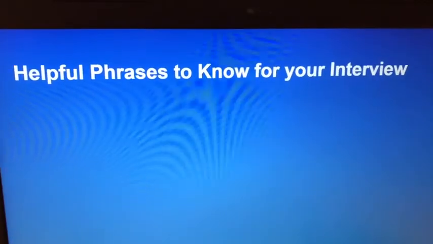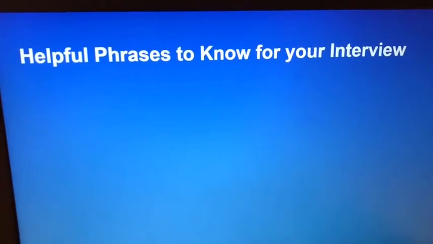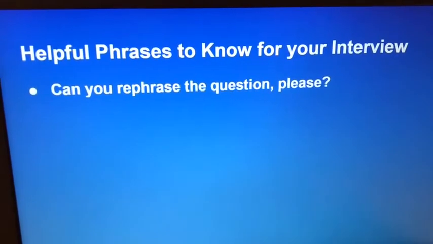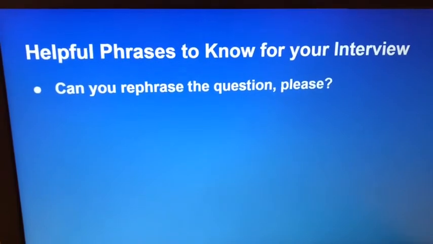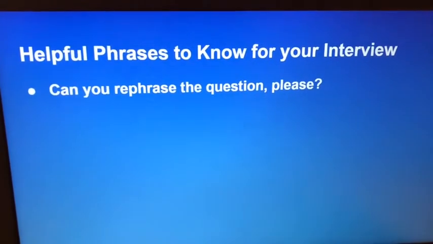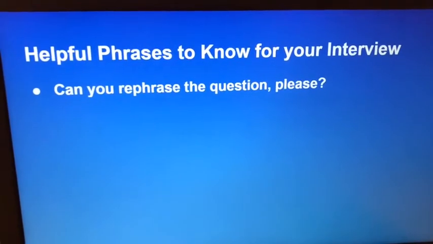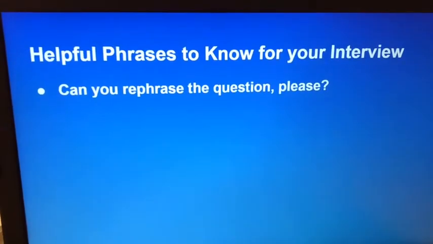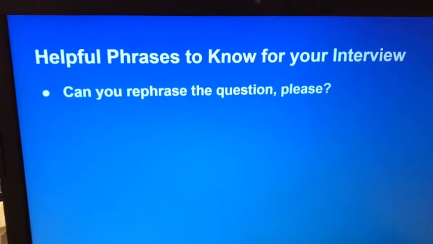So now we're going to go over some good phrases to know for your interview. The first, can you rephrase the question, please? As you recall just a couple minutes ago, we mentioned that if you are unsure, if you didn't understand a question, you have the right to ask of the person interviewing you to say, can you rephrase the question, please? And so this will mean that they will have to ask you the question again in a slightly different manner. So again, can you rephrase the question, please?